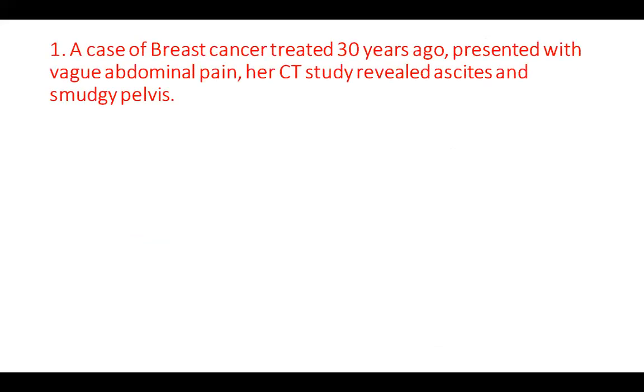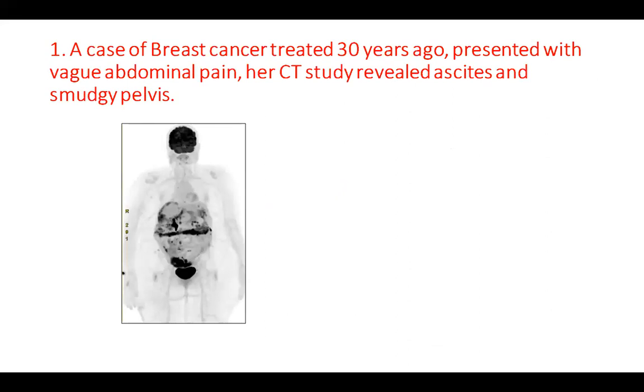Now, this is a case of breast. The first case is a case of breast cancer that was treated 30 years ago, presented with vague abdominal pain. Her CT study revealed ascites and smudgy pelvis. This is her 3D Q-Clear PET study, showing abnormal uptake in the pelvis together with sheet-like and spotty focal abnormal uptake in the abdominopelvic peritoneal cavity.